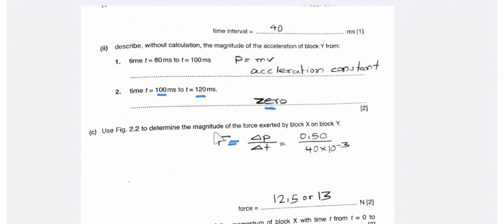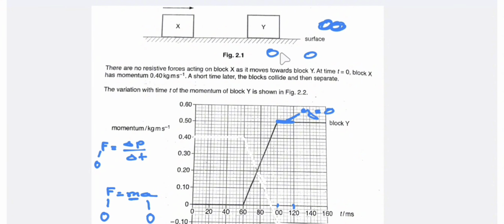The force is exerted when the objects are in contact with each other. For example, two objects that are far apart are not in contact, so no force is exerted on them, unless they have electric or magnetic charge. But here, for these two objects, the force is exerted when they are in contact with each other. The objects are in contact from 60 to 100 millisecond. So in this time interval, the force is exerted.